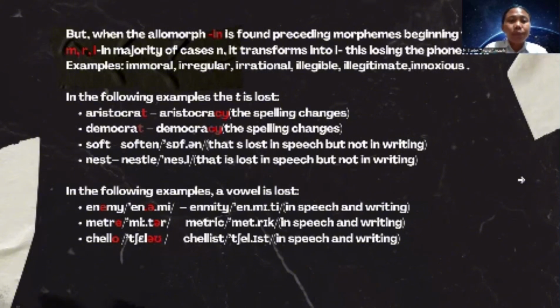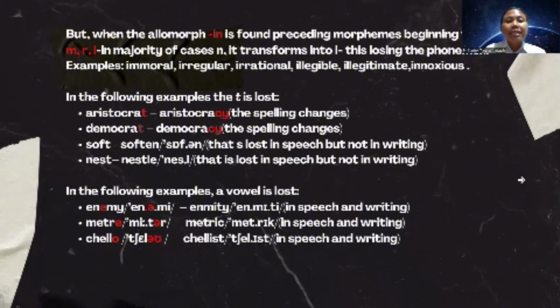In the following examples, the T is lost. The word aristocrat becomes aristocracy, where the spelling is changed. And then democrat becomes democracy, which is a spelling change. And then the word soft becomes soften. Nest becomes nested. That is lost in speech but not in writing.